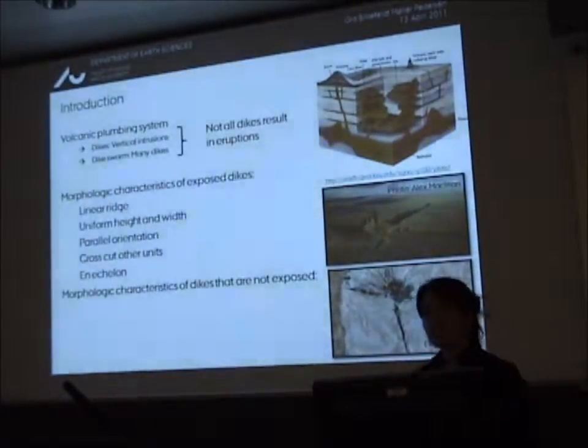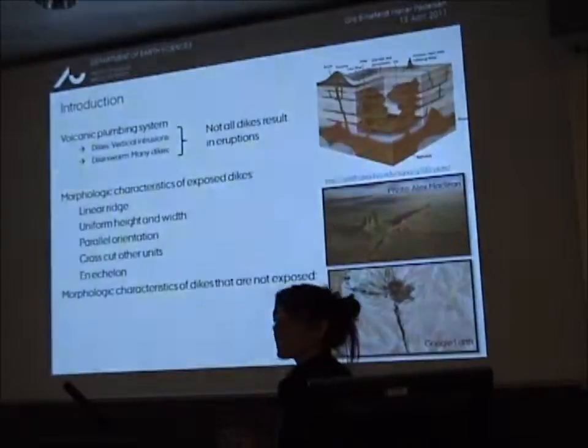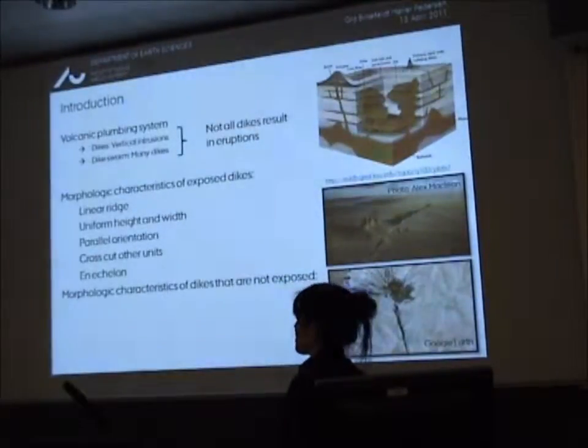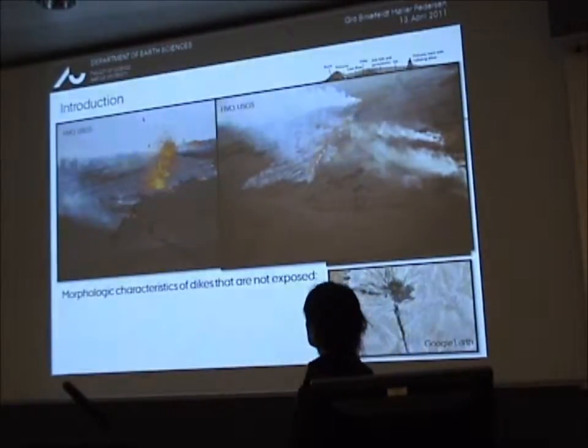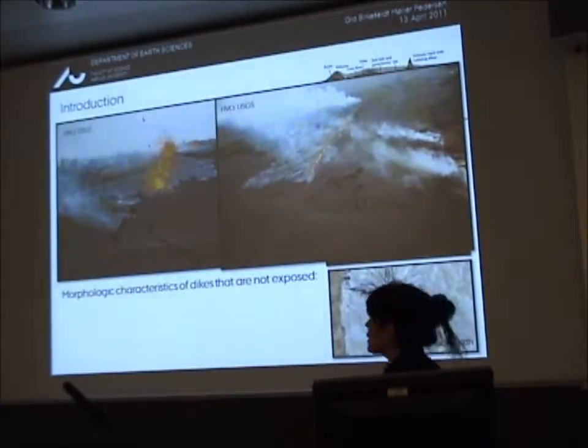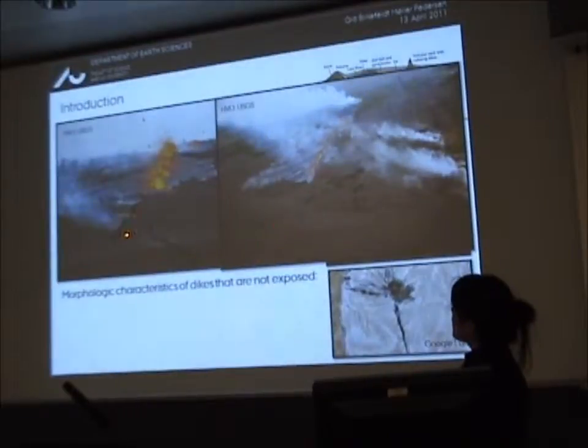Moreover, there are some morphologic characteristics for dikes that are not exposed, and that sounds maybe a bit weird. But if you just look at these images, which were taken in Hawaii this March, you can see that just close to the fissure eruptions, you have a lot of fracturing in the area.